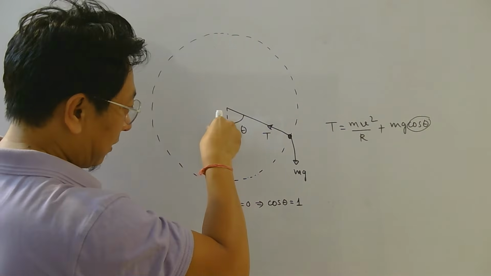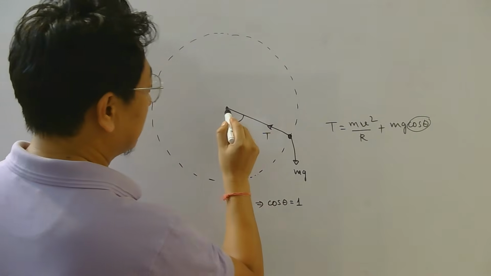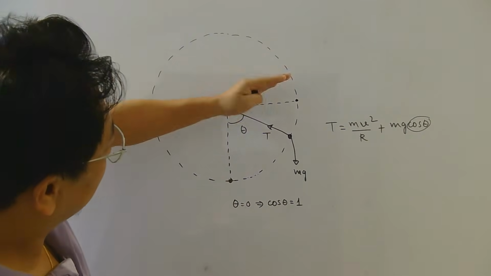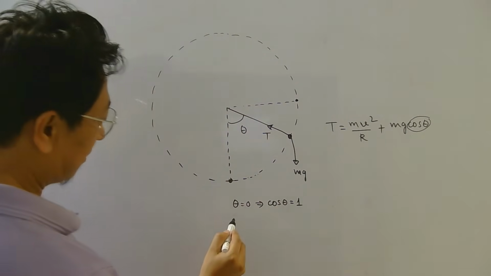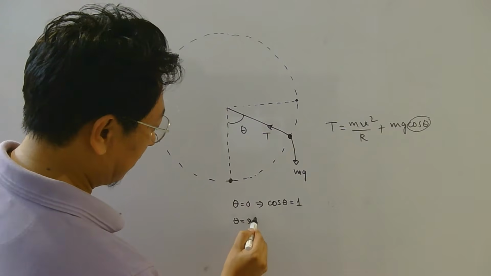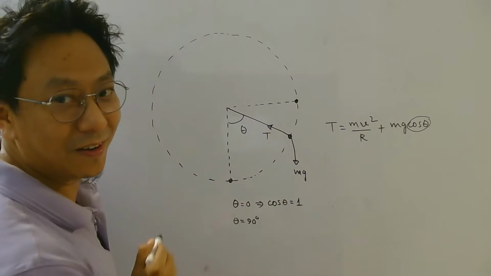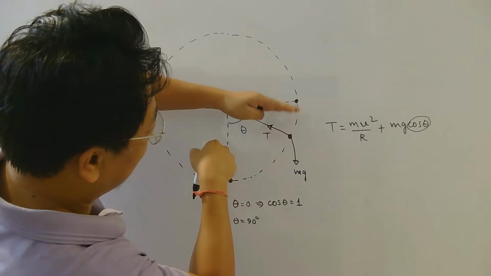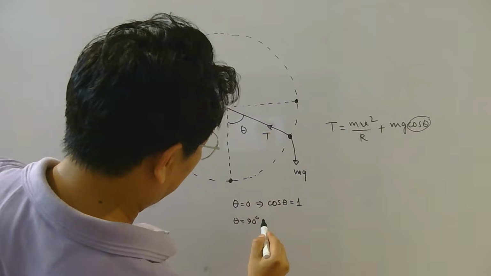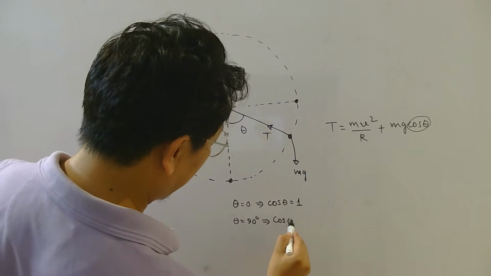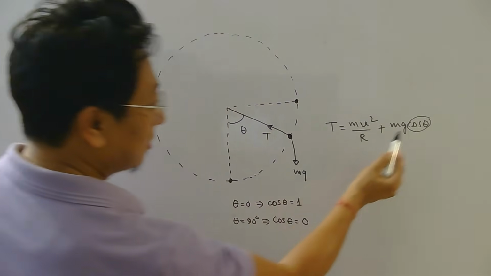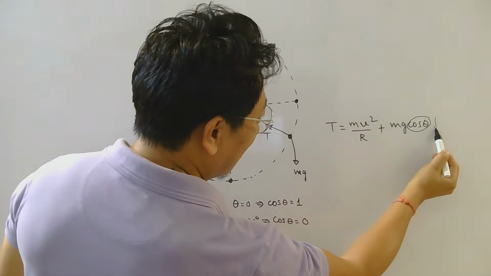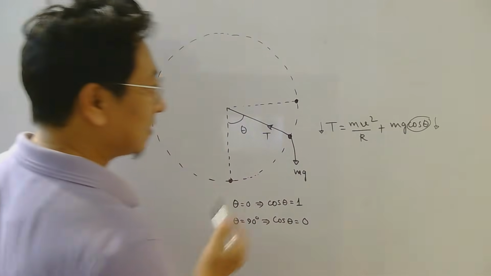And as theta increases, let's say up to here, in this quadrant theta goes from 0 to 90. When theta is 90 degrees, our pendulum has reached here. This is the angle 90 degrees. So at that time, what will cos theta be? Cos 90 is 0. That means it went from 1 to 0, so it decreased. Since cos theta decreased, tension also decreased.